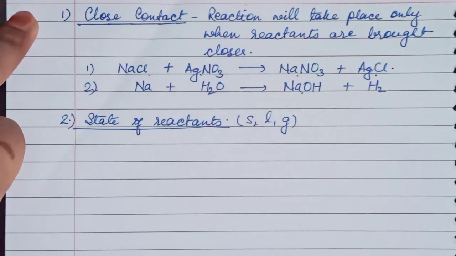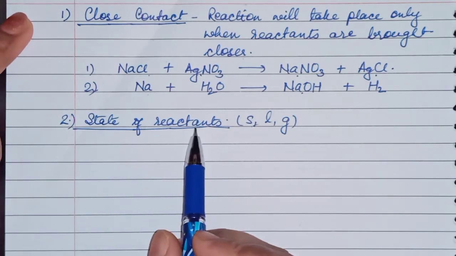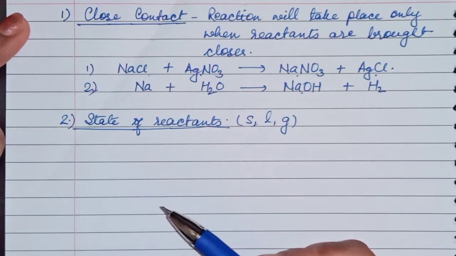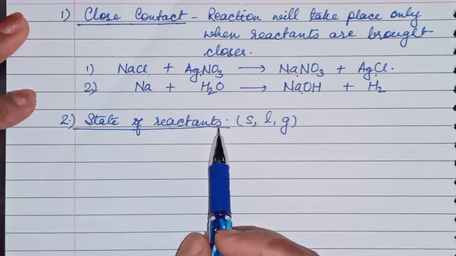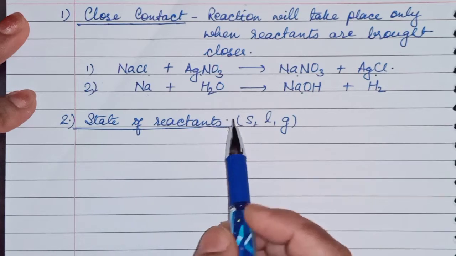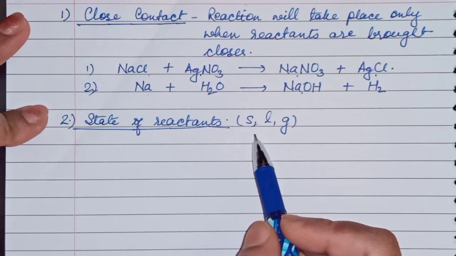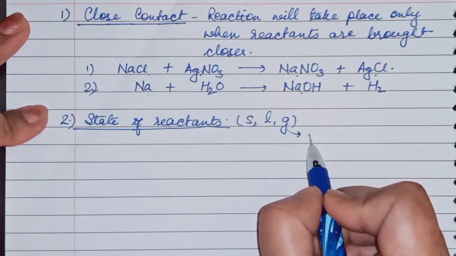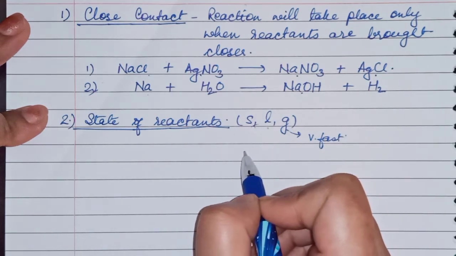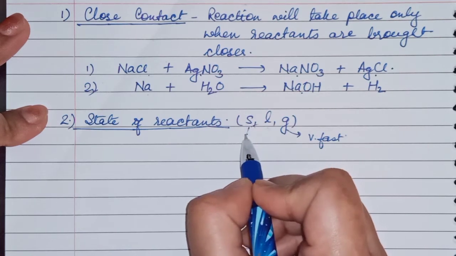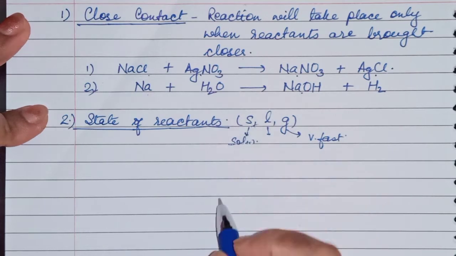So in the gaseous state the reaction will proceed very fast because there is space between the molecules and the rate of collision is very high. That means the gases can come in contact with each other very easily. So the state of the reactant also matters for a chemical reaction. In gaseous state the reaction is very fast, then in liquid state and then in solid state. So the reaction is slowest in solid, fastest in gas, and in between comes liquid.